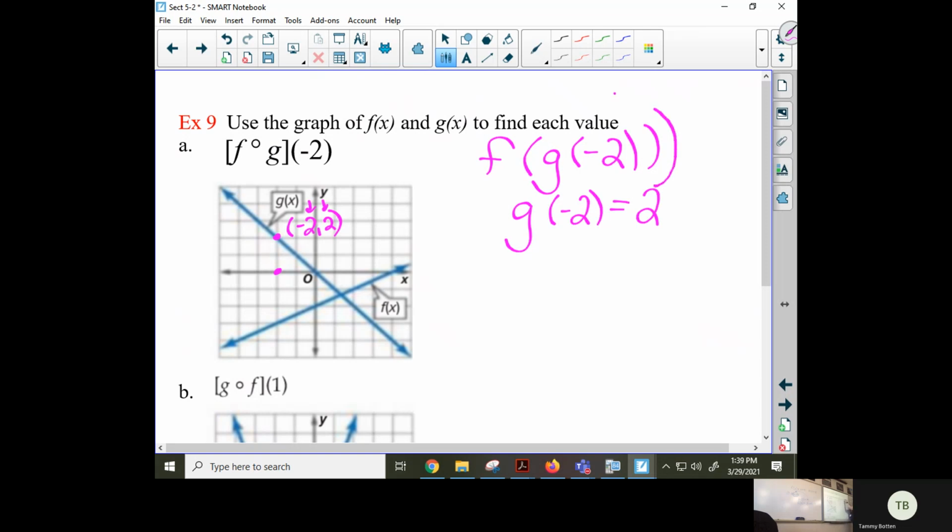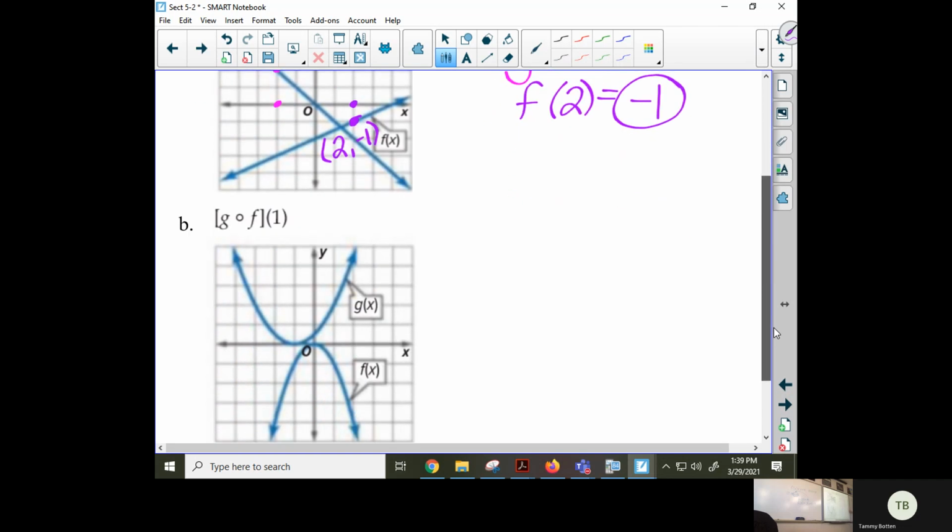Then you take that 2 and put it in here. So what we would have there then is f of 2. So we'd go to where our x is 2, look at the f function, come down to where f is 2, and it looks like that point is 2, -1 right here. So f of 2 would be -1, and that would be your answer.